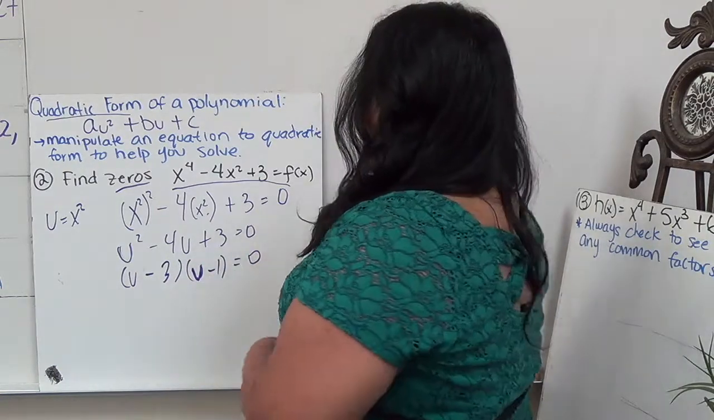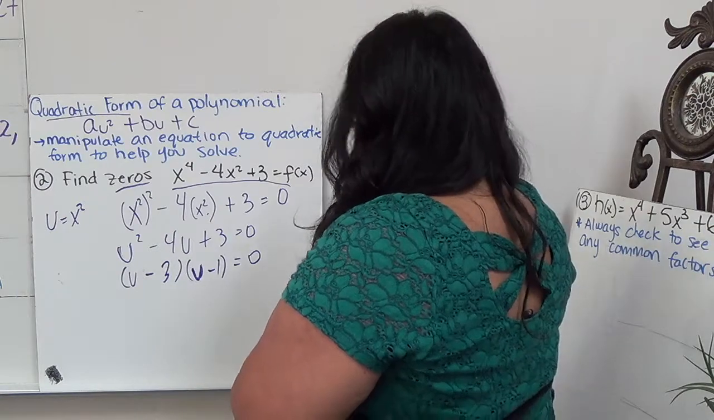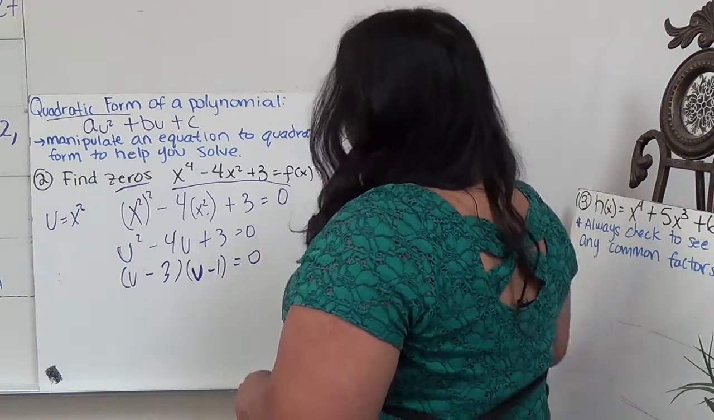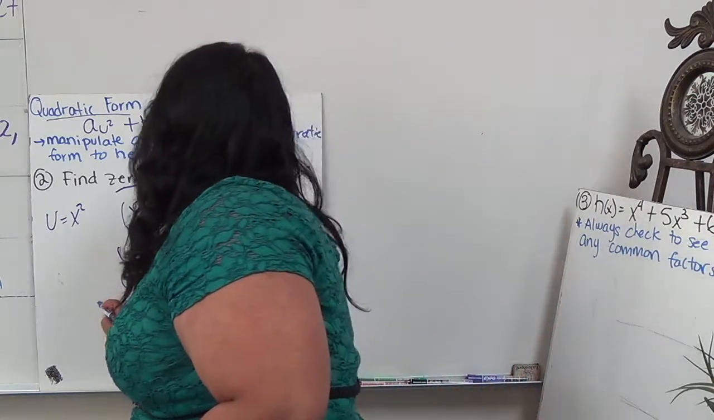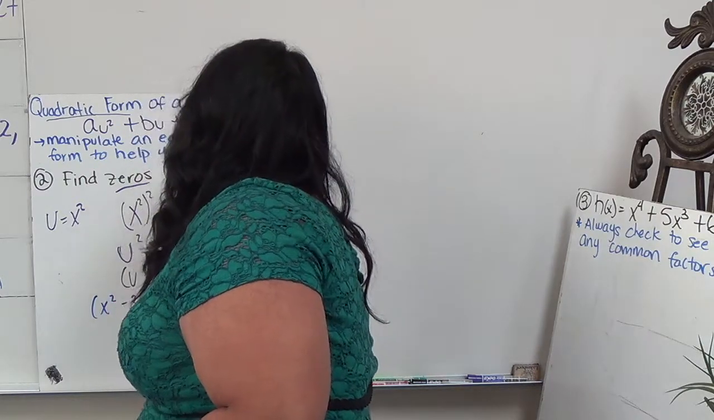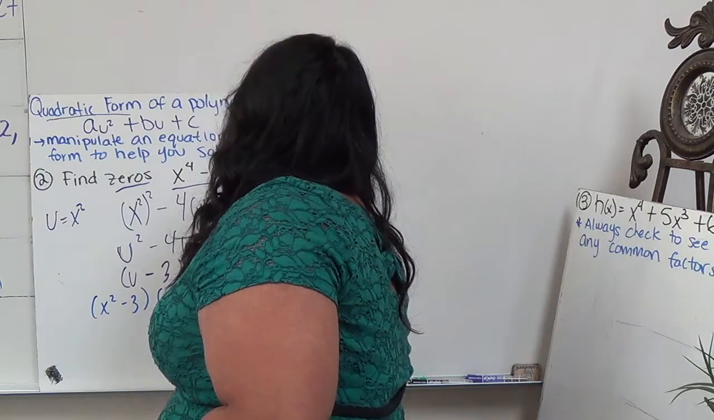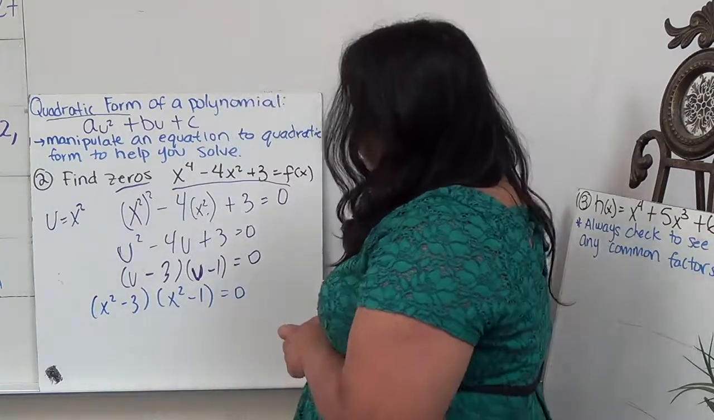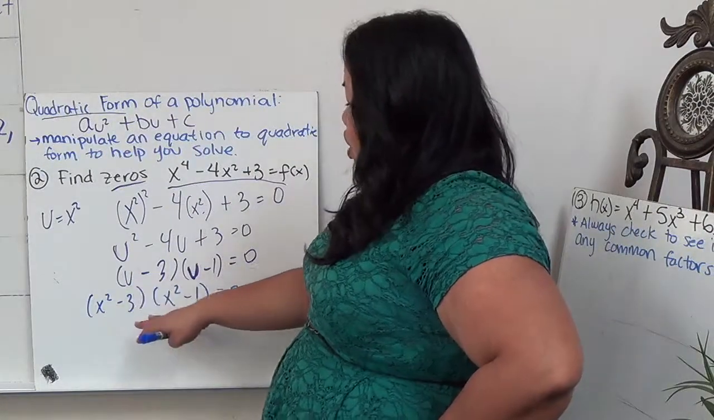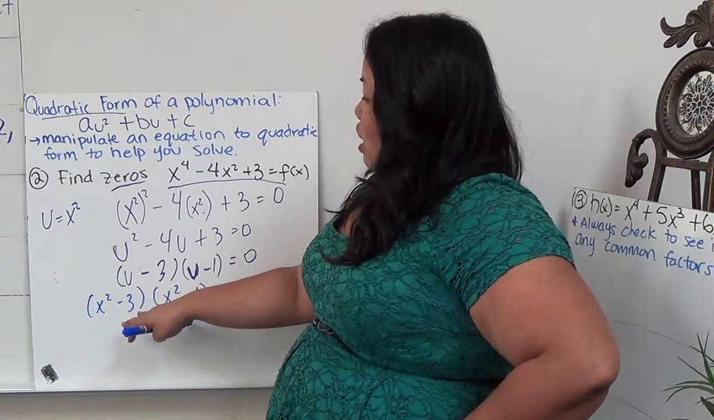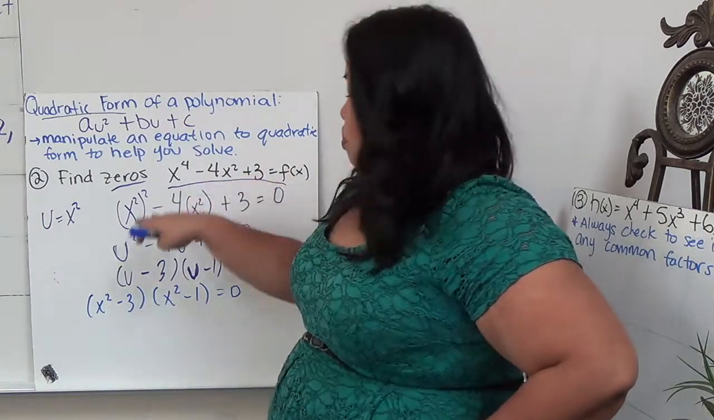Then I would continue to solve this, but first, let's put back our x squared. So we have x squared minus 3, and then x squared minus 1. What did that do? It gave us these squares, but now I can solve these a lot easier than I can solve the original, because I've broken it down.